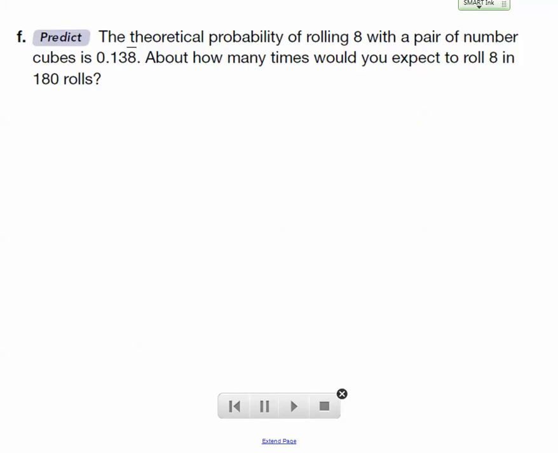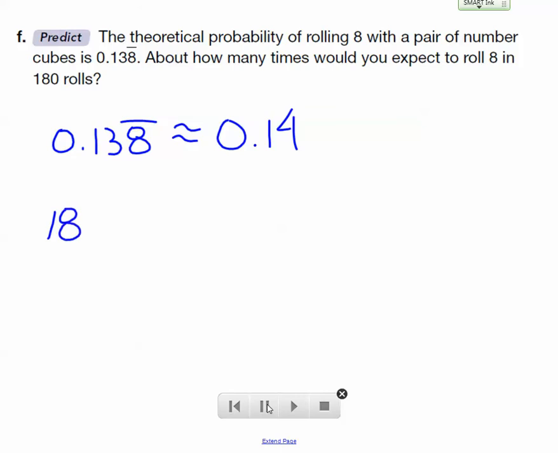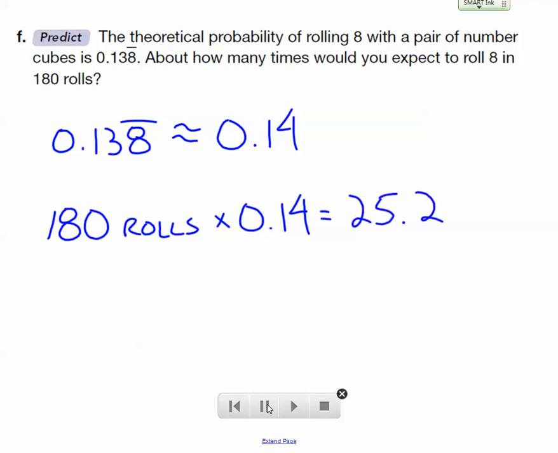All right, last one. The theoretical probability of rolling 8 with a pair of number cubes is 0.138 with the 8 repeating. About how many times would you expect to roll 8 in 180 rolls? Well, the probability of rolling 8 is about 14%. So that's where I'm going to start. I'm going to say that 0.138 repeating is about 0.14, and then I'll take that 180 rolls and multiply it by 0.14, and I get 25.2. So it's about 25 rolls.